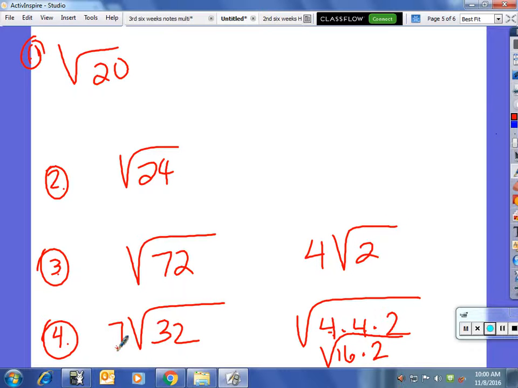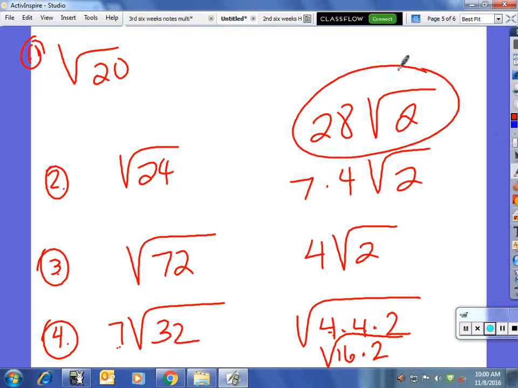But there was already a 7 out there. So what's my final answer going to be? Yeah, you just do 7 times 4 times the square root of 2. So your final answer here is 28 times the square root of 2. Yeah, if there's a number out in front, all you do is hold on to that number and multiply it by whatever you ended up bringing out.